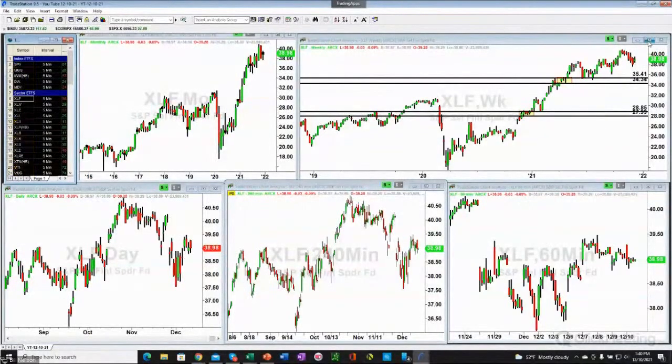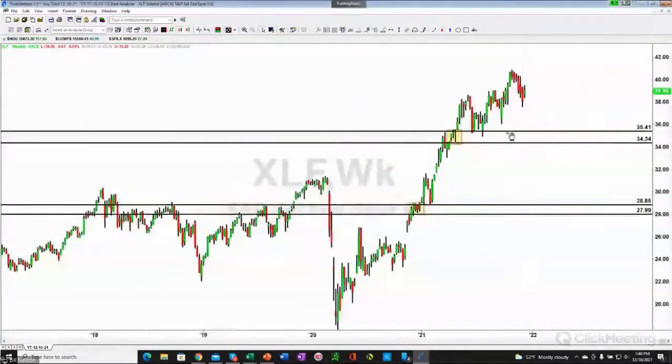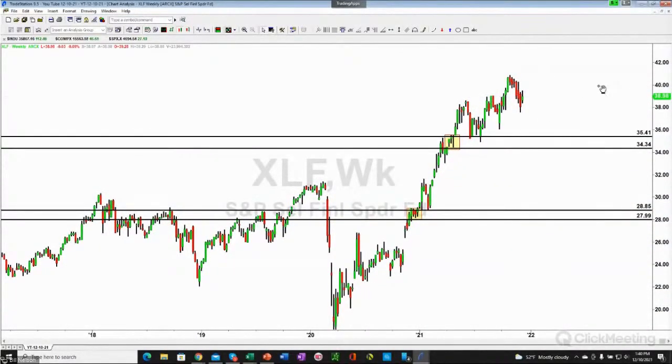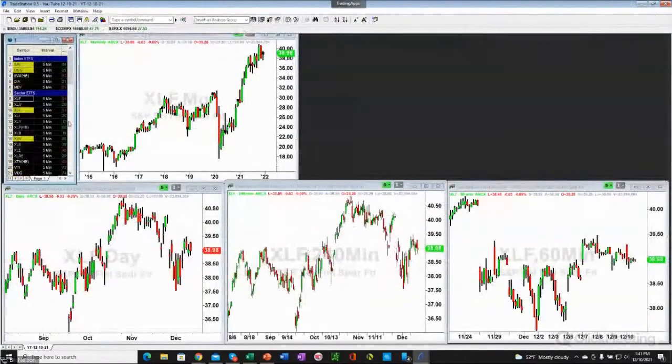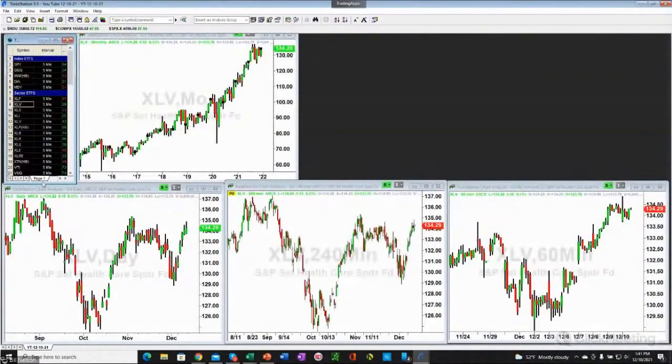The XLF, the financial ETF. Here, looking at an entry point here at 35.41. And our exit, meaning if we're wrong, our stop would be below 34.34. And representing really a dollar or so of risk per share, with the idea that we're expecting prices to turn here. And if this doesn't work, this is the next area we'd be looking at. Let's look at the healthcare area.